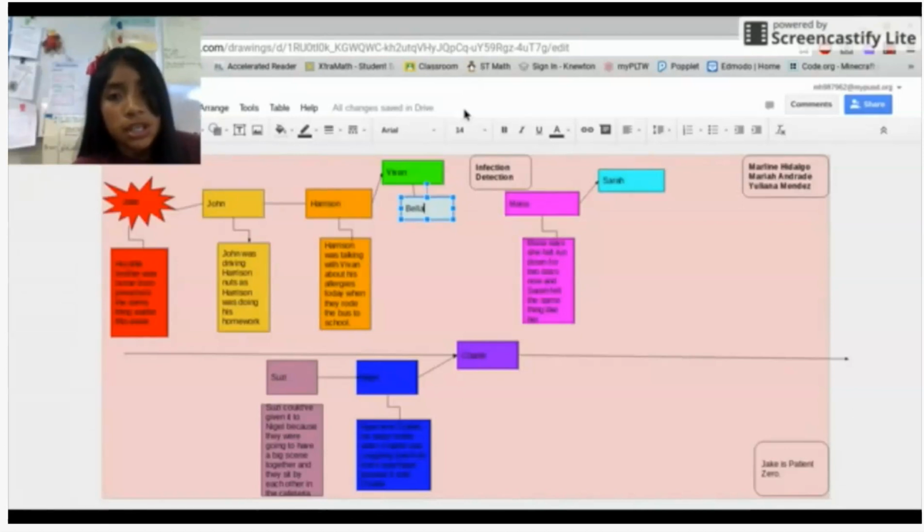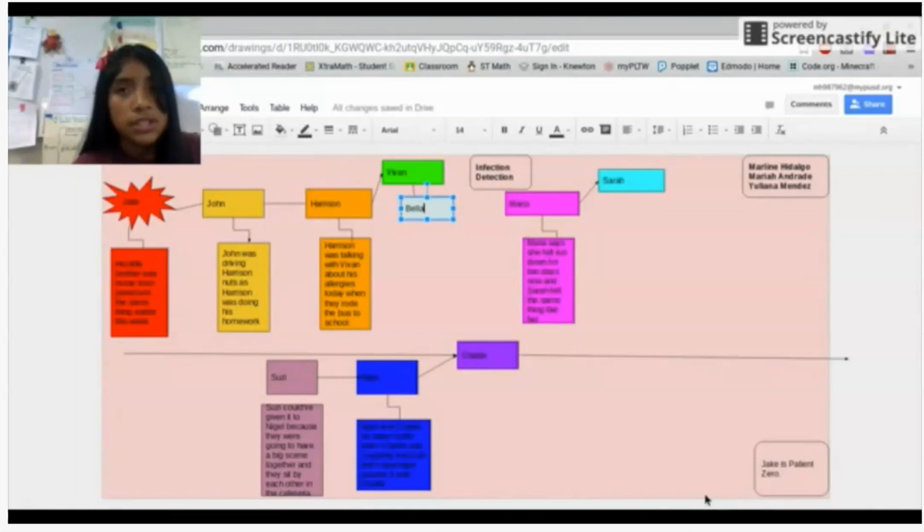Then we go to Maria. Maria says she felt run down for 2 days, and Sarah felt the same thing as her. Then I put an arrow next to Sarah, which meant that's how Sarah got sick.